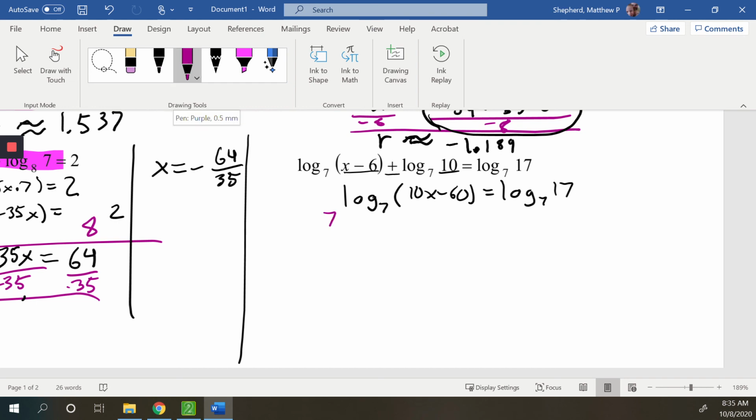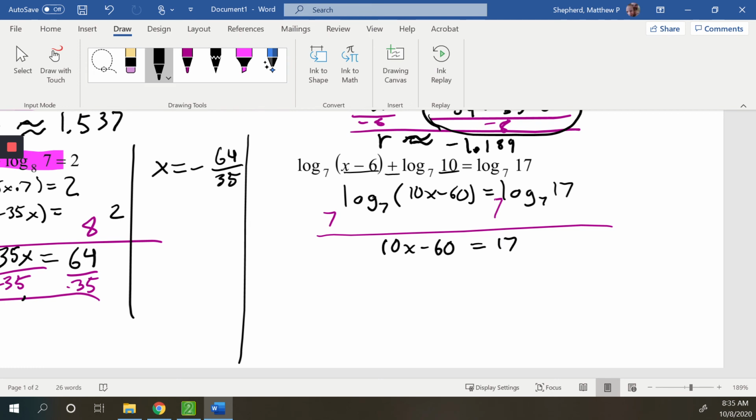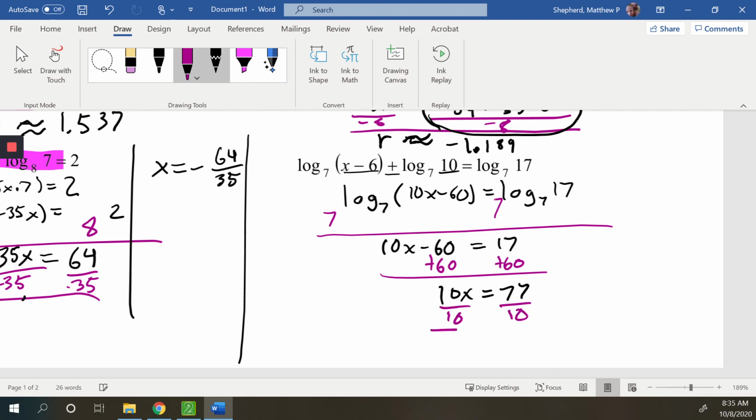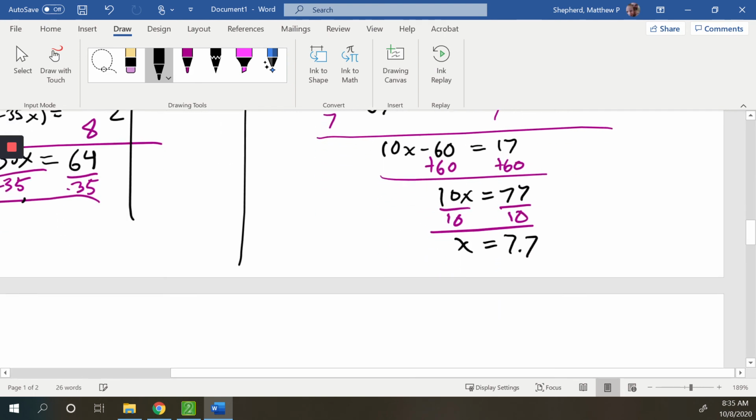So now 7 to the power of log base 7, and we'll be left with 10x minus 60 is equal to 17. We'll add the 60 to both sides. And we got 10x is equal to 77. Divide by the 10, and x is equal to 7.7.